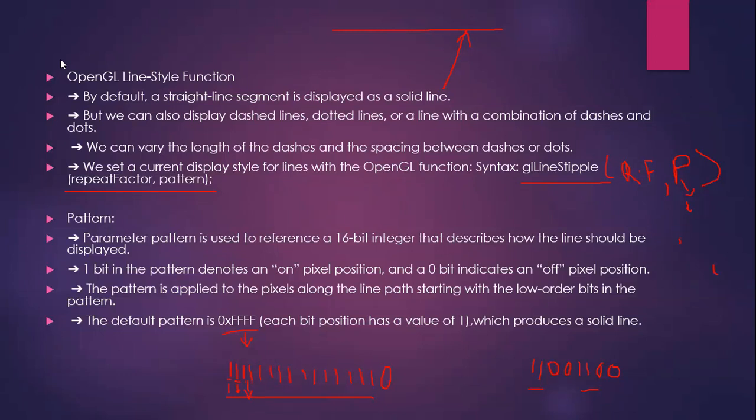So 1 bit in the pattern denotes an on pixel position and 0 bit denotes an off pixel position. The pattern is applied to the pixels along the line path starting with low order bits in the pattern. The default pattern is FFFF. Each bit position has value 1, which produces a solid line.